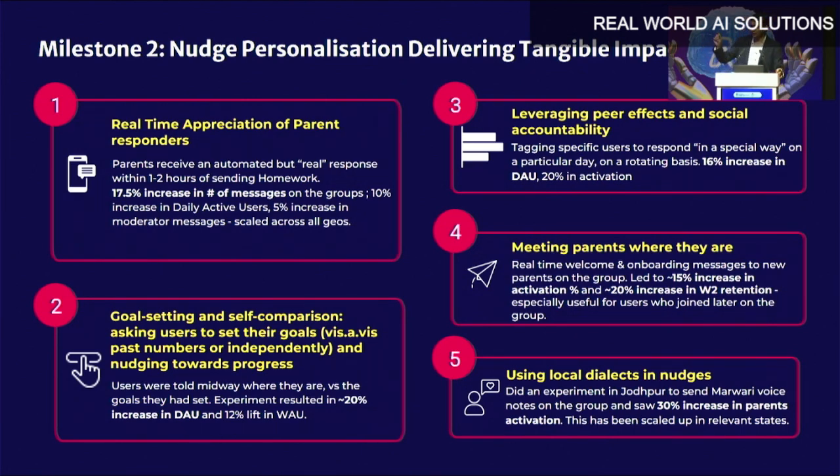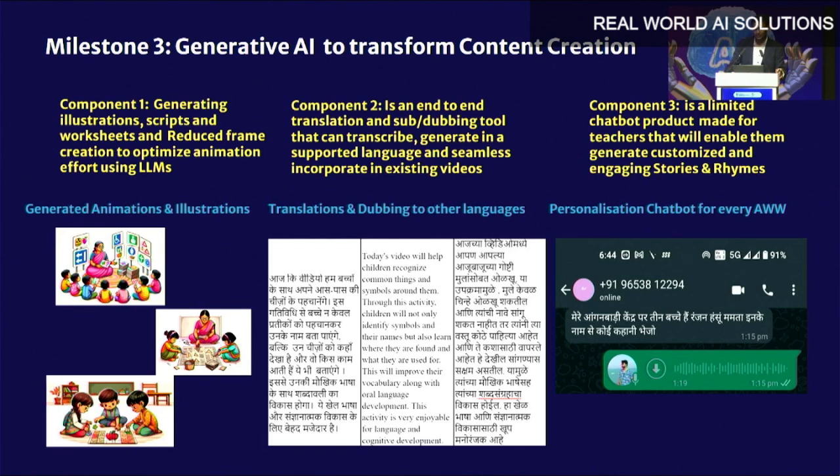I'll go into the AI model very quickly. I'm a little bit short on time. But the third and final one that I'm really excited to talk to you about is how you do generative AI to transform content creation. We all need content that's personal and specific to us. You can generate illustrations, do translation. I won't talk about that so much.